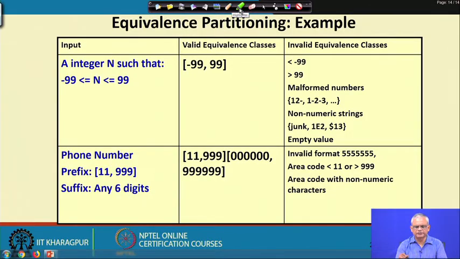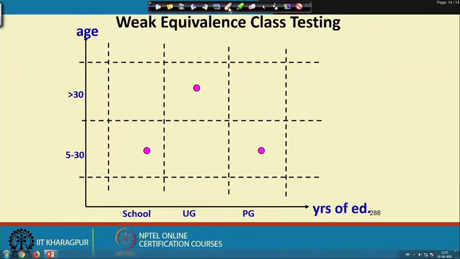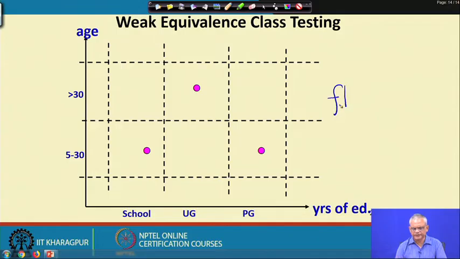Now, the question remains: how do we combine these two parameters? One way to combine two different parameters is called weak equivalence class testing. Let us say that a certain function, let us call it f1 or something, takes two parameters. One is age and the other is years of education.